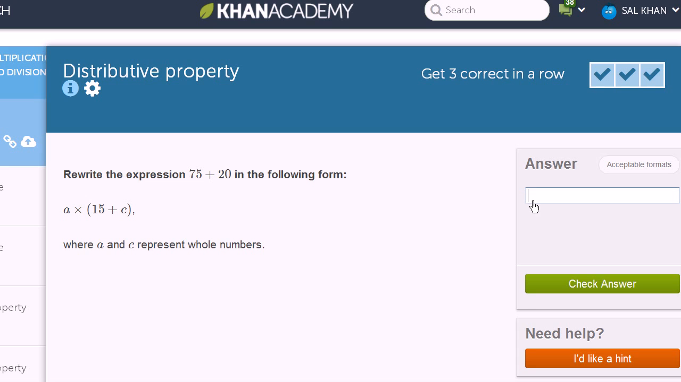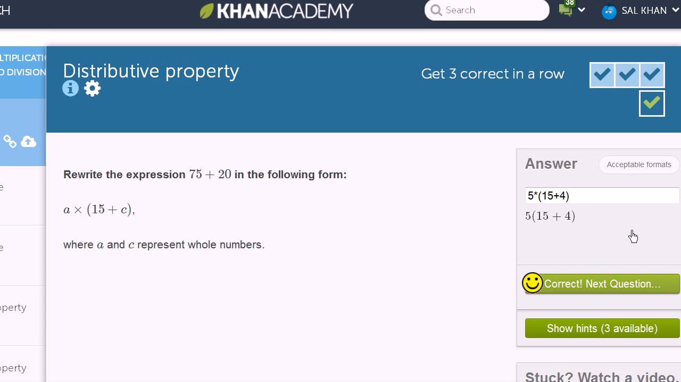So for example, 75 plus 20, we would want to factor out a 5, and that's 5 times, we could write that as 15 plus 4. And I should write this down as a multiplication symbol, just like this. And there you have it. We've written this in the form that they wanted, and we can check our answer.